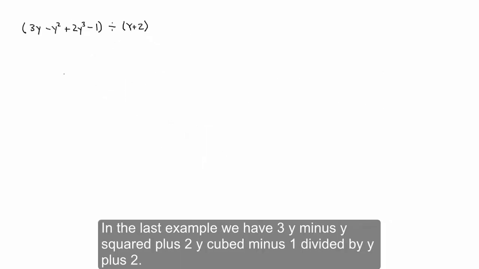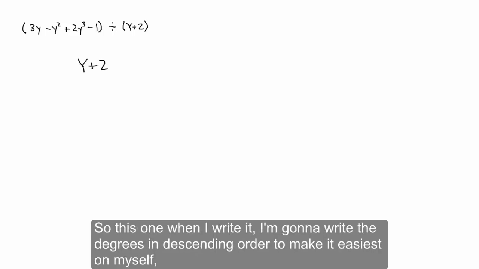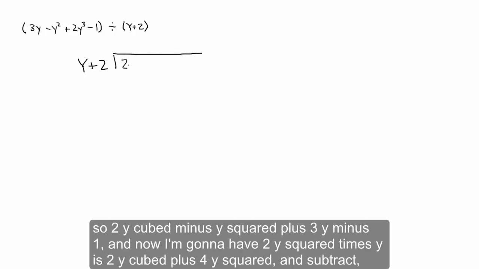In the last example, we have 3y minus y squared plus 2y cubed minus 1 divided by y plus 2. So this one, when I write it, I'm going to write the degrees in descending order to make it easiest on myself. So 2y cubed minus y squared plus 3y minus 1. And now I'm going to have 2y squared times y is 2y cubed plus 4y squared and subtract.